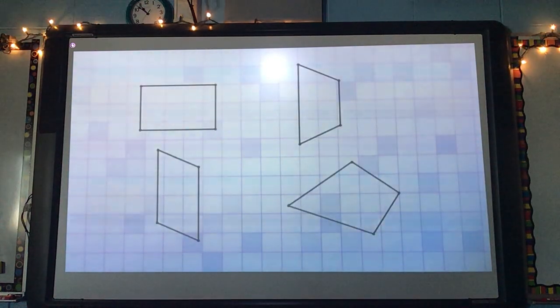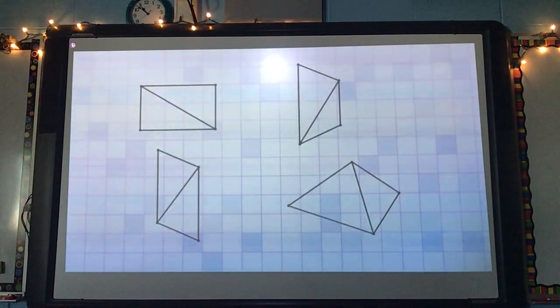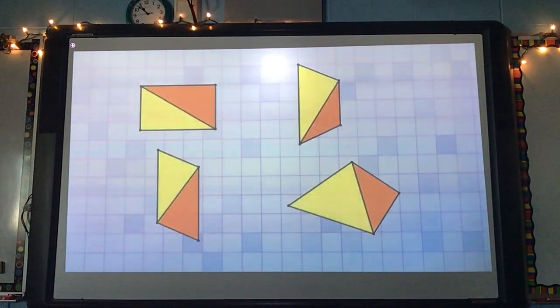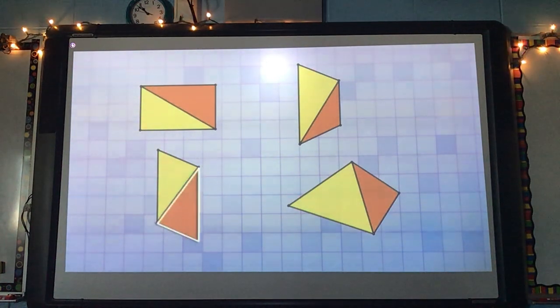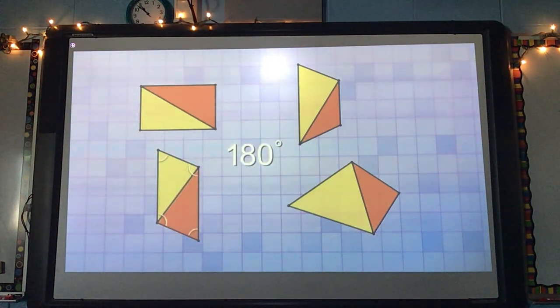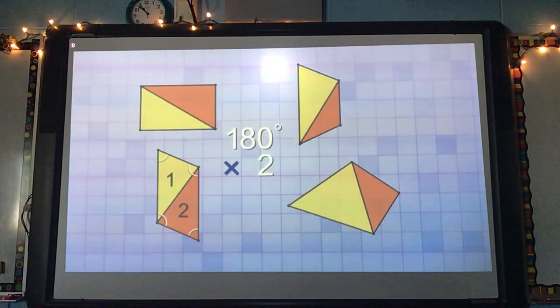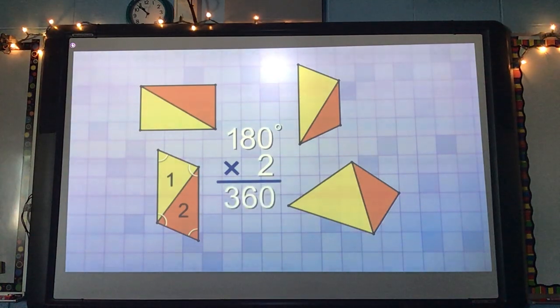Watch what happens when we draw a line on each of them between a pair of opposite vertices. Each of the quadrilaterals got divided into 2 triangles. In the triangles video, we learned that the sum of the angles of a triangle is always 180 degrees. So it's not too hard to see that since the angles of a quadrilateral form 2 triangles, the sum of those angles would be 2 times 180 degrees, which is 360.